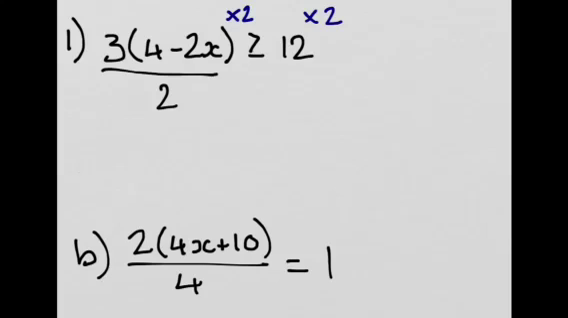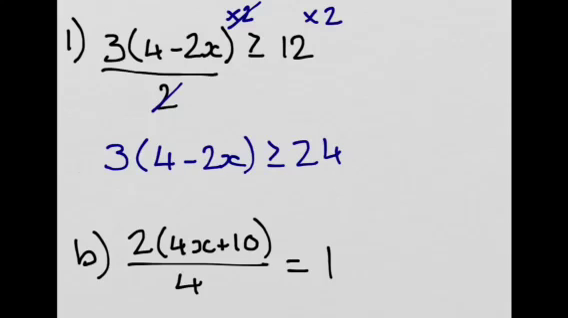So in the case for question 1a, it's times it by 2, because the 2 on the top on the left hand side and the 2 on the bottom of your fraction will cancel out, leaving you purely your numerator, which is 3 bracket 4 minus 2x is greater than or equal to 12 times 2, which is 24. You would then multiply out your brackets like normal and solve for x.